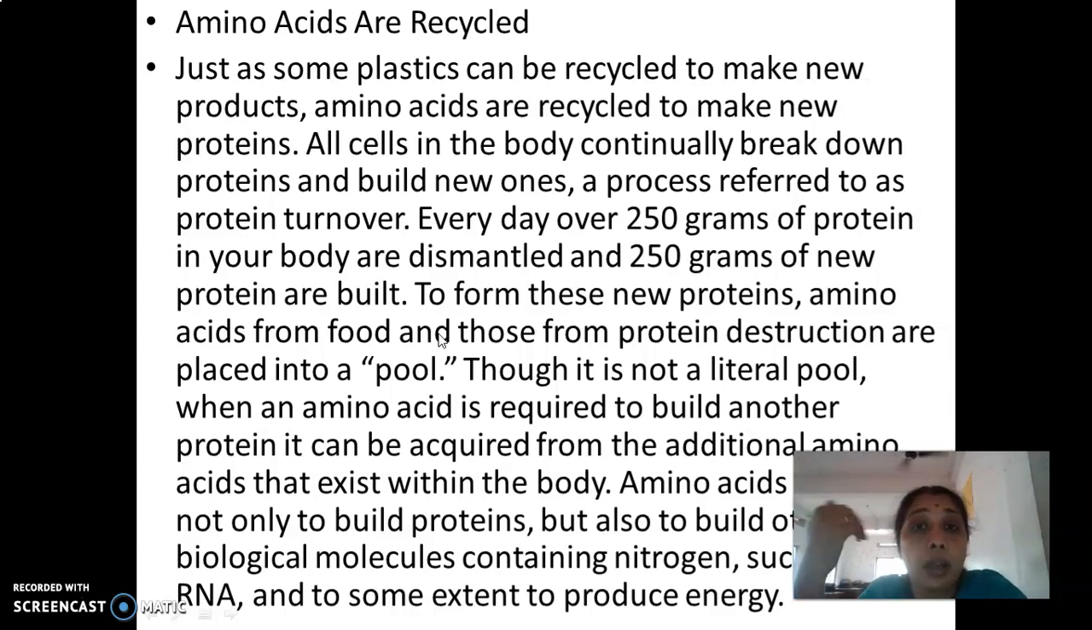It is through dietary proteins, or when any body tissue proteins go into catabolism, those proteins will be undergoing catabolism and these amino acids will be channeled into this amino acid pool, right? So though it is not a literal pool, when an amino acid is required to build another protein, it can be acquired from the additional amino acids that exist within the body.